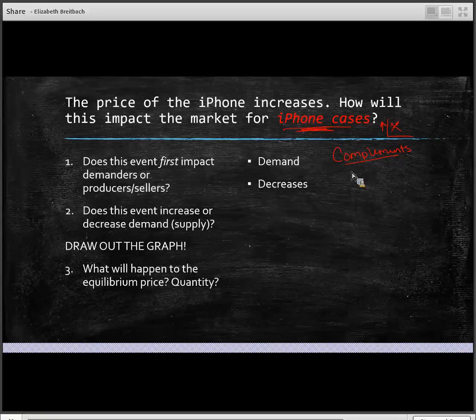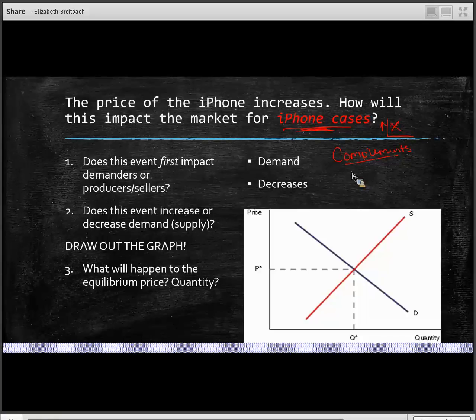And so we can draw this out again, but more importantly, we're going to talk a little bit more about complements and substitutes in consumption. As demand decreases, our equilibrium price decreases and our equilibrium quantity decreases, due to that leftward shift in our demand curve.